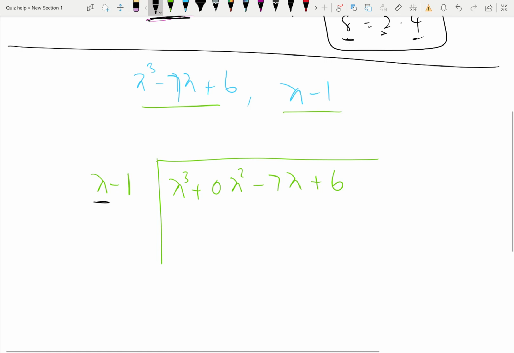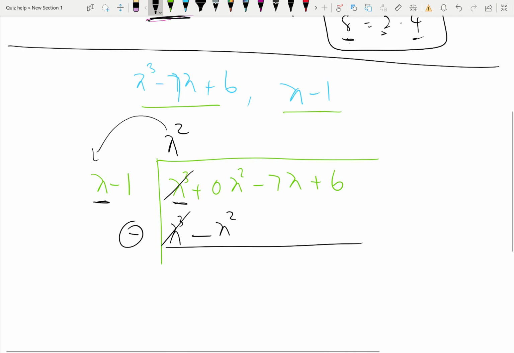Now let's start. Compare the first terms. How do I create lambda cubed out of lambda? It's lambda square. Now re-multiply. Lambda square times lambda is lambda cube. Lambda square times negative lambda is negative lambda square. Now subtract. Be careful. Lambda cube minus lambda cube, gone. 0 lambda square is 0. 0 minus, that is subtract minus lambda square, because this minus is inherited by lambda square. It's not the subtraction. Minus plus, so it's just lambda square. Minus 7 lambda plus 6. See why we needed that 0 lambda square there.